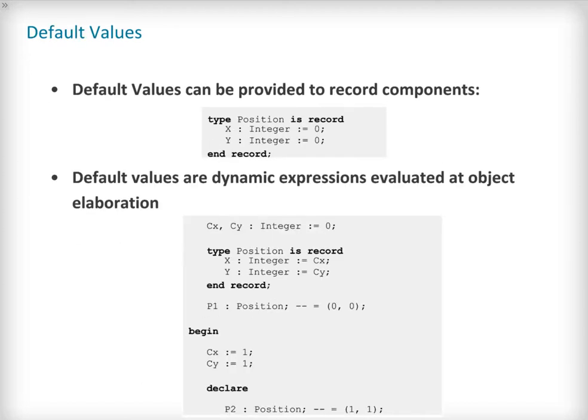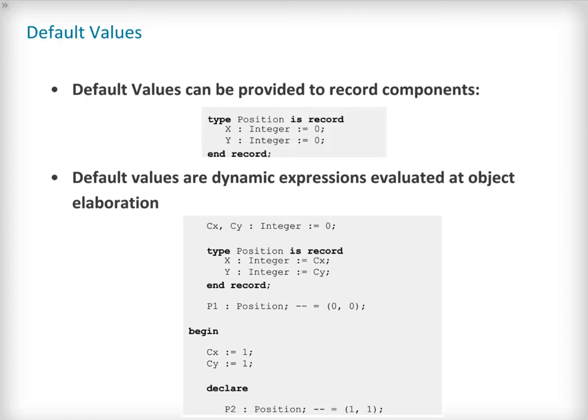It is possible to provide a default value for a component within a record. As a matter of fact, this is more than a value, it is really an expression that is going to be used to initialize the value of the component in the absence of any explicit initialization. The fact that it's an expression is important because this means that it will be recomputed each time an object is created. In other words, if I take the second example on the screen, x and y are computed after the value cx and cy, which are variables.